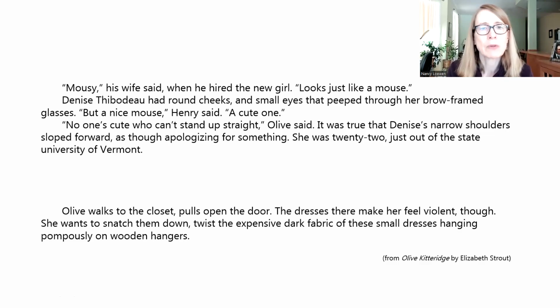Mousy, his wife said when he hired the new girl, looks just like a mouse. Denise Thibodeau had round cheeks and small eyes that peeped through her brow-framed glasses. But a nice mouse, Henry said, a cute one. No one's cute who can't stand up straight, Olive said. It was true that Denise's narrow shoulders sloped forward as though apologizing for something. She was 22, just out of the State University of Vermont.